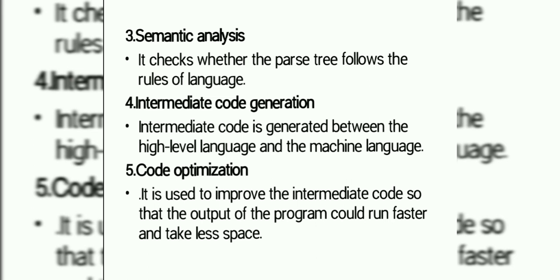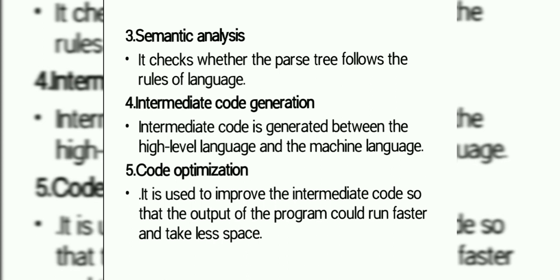Fourth, intermediate code generation. The compiler translates the source code into intermediate code. This is generated between high-level language and machine language. The intermediate code should be generated in such a way that you can easily translate it into target machine code.